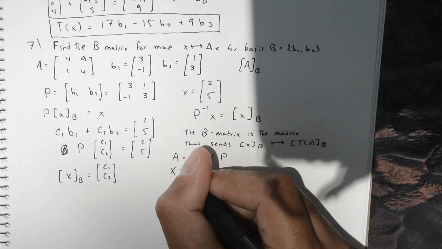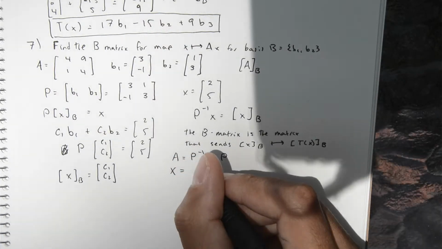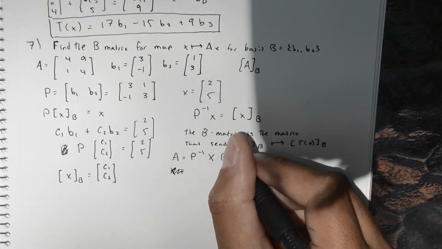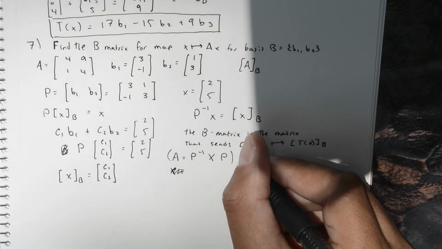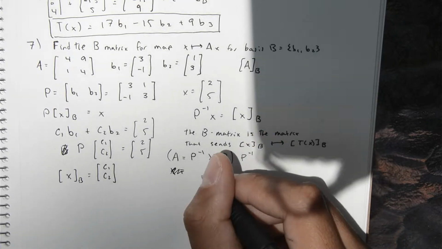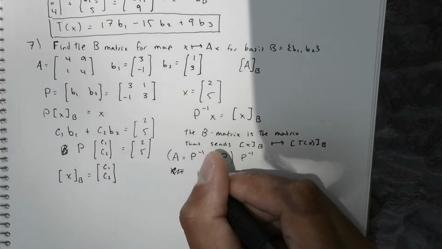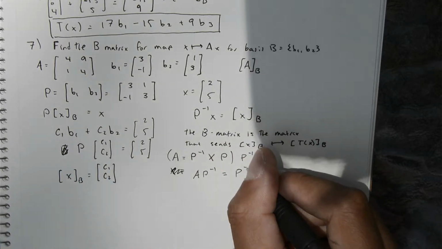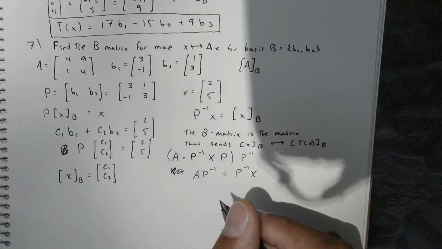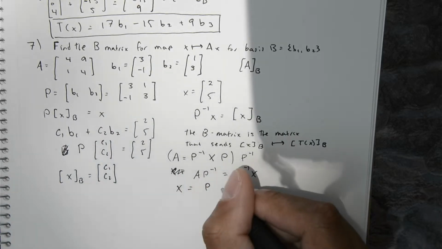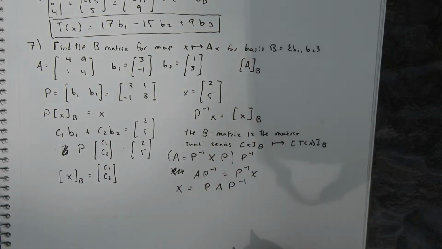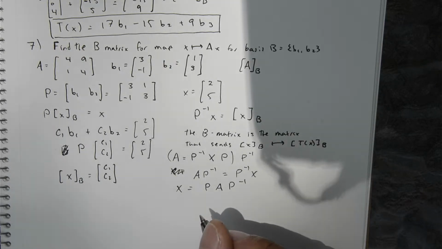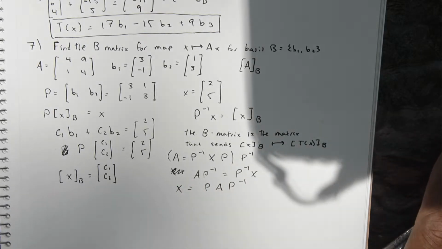Oh, okay, so x is just going to be equal to, hold on, let's do it this way. If we multiply both sides on the right by P inverse, we're going to get A P inverse is equal to P inverse X, and then we can do left. So we get X is equal to P A P inverse. So then we just do that.